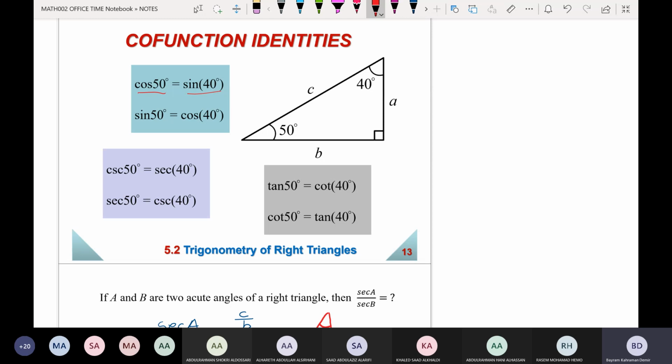Tangent 50, cotangent 40, cotangent 50, tangent 40, cosecant 50, secant 40, and secant 50, cosecant 40. As a practice, for example, if I have sine of 20, what is it equal to? Who's going to tell me? Cosine 70. Cosine of 70. Perfect.